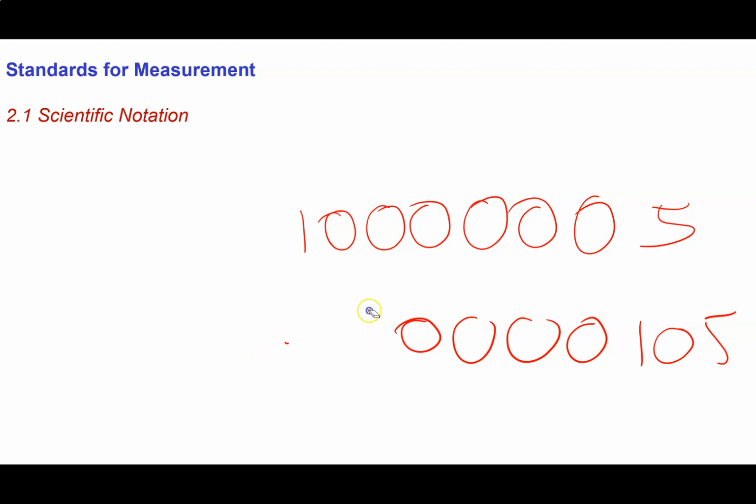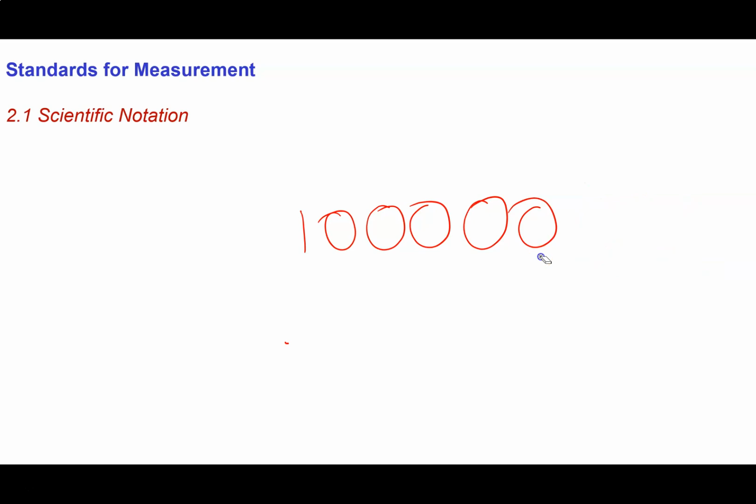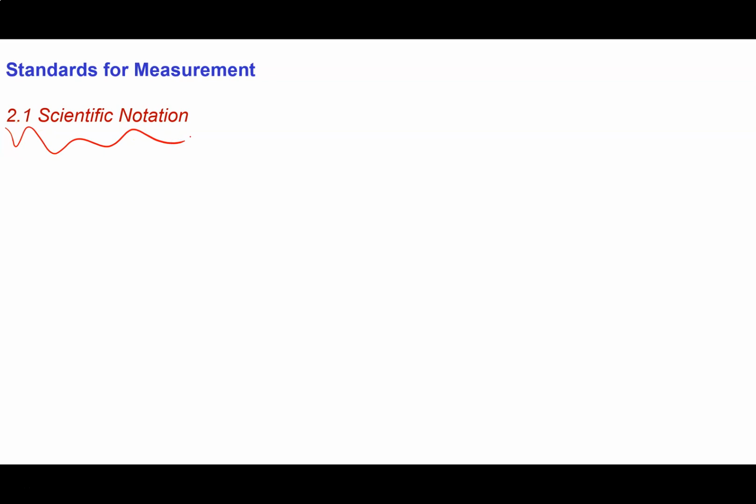If you think about a calculator, it only has so many spaces that you can actually enter in numbers, and it isn't actually possible to enter infinitely large or infinitely small, or even very, very large or very small numbers into a calculator. So for these reasons and others, a method of writing measurements known as scientific notation was invented.